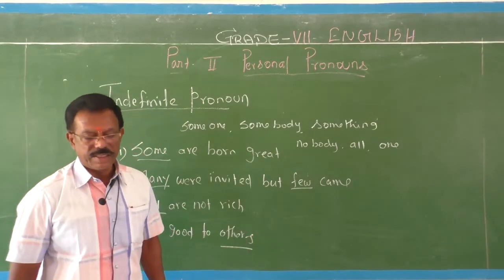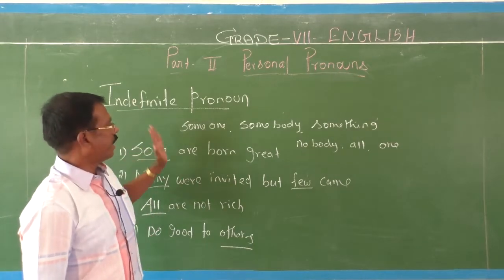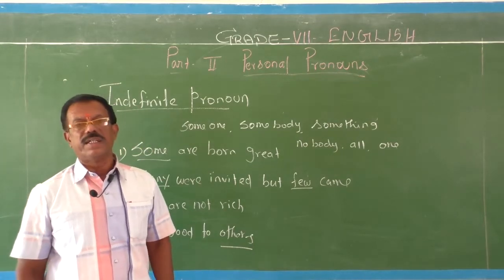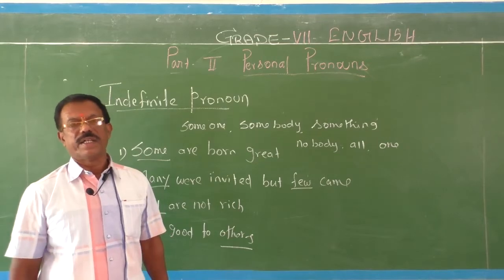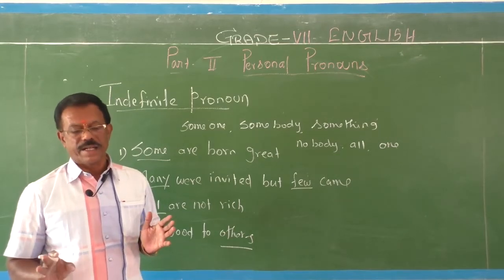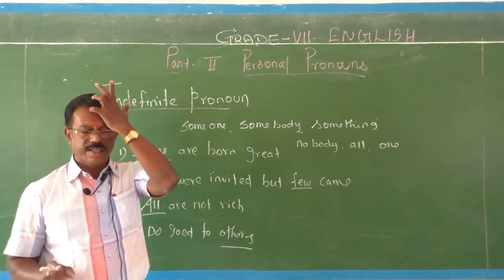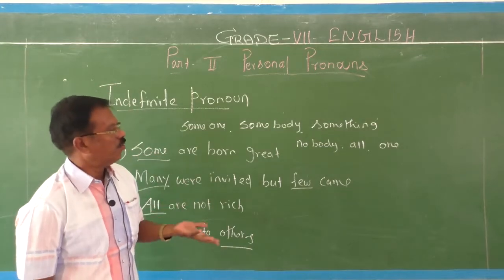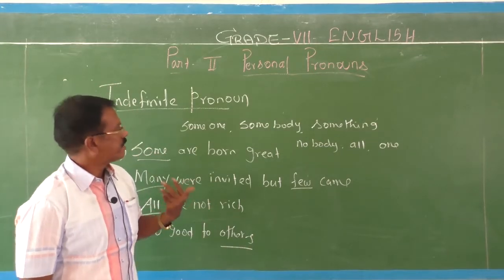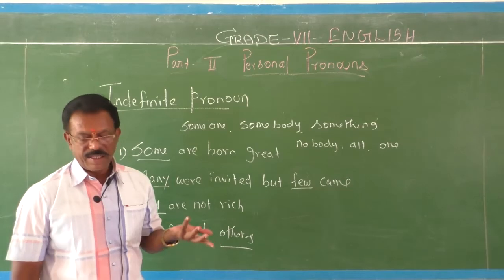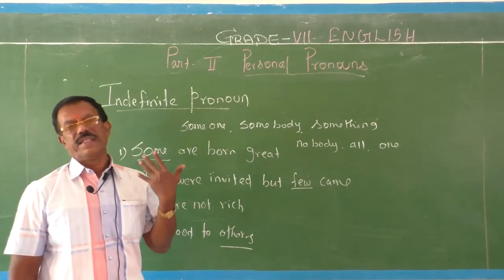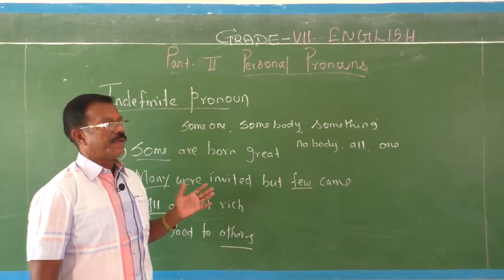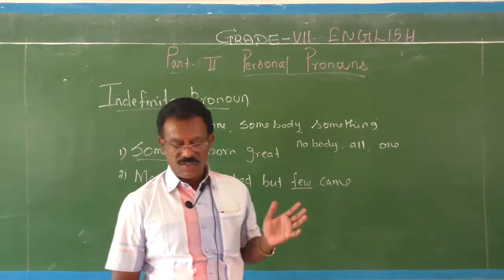Okay, children, so now you have learned indefinite pronouns with the help of these examples. They don't refer to anything in particular. They refer to things and persons in general. Anybody, anyone, nobody, no one, somebody, someone, something, anything. They are all called indefinite pronouns. These indefinite pronouns refer to things in general.